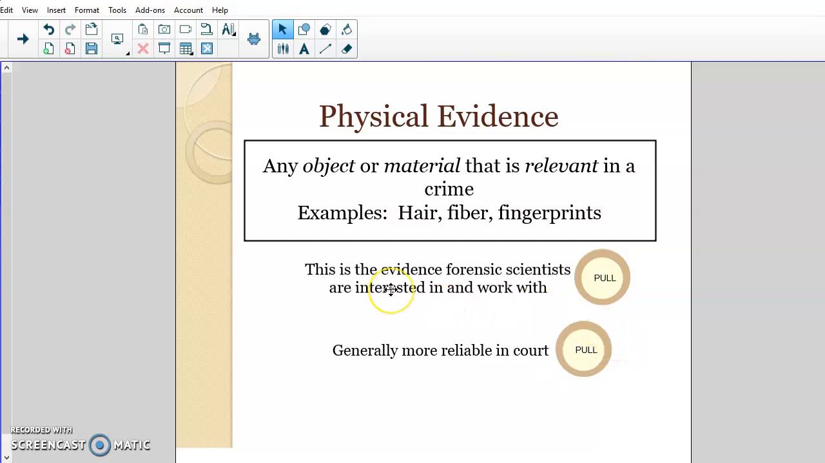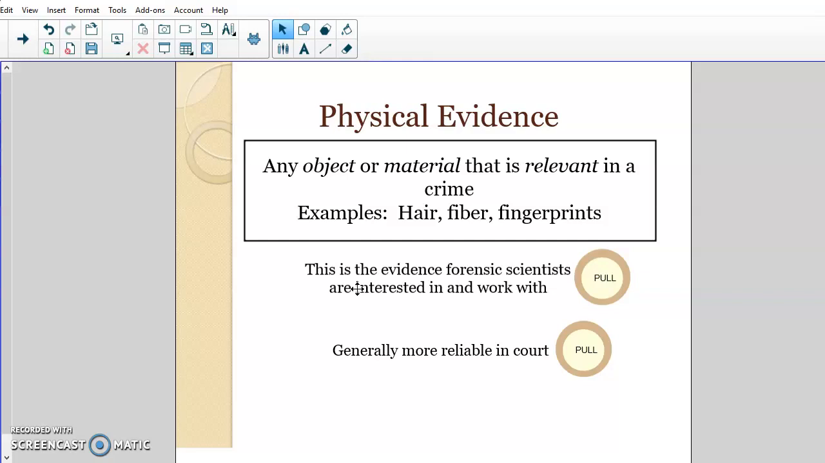Physical evidence is generally much more reliable in court, and by reliable, what we mean is once you have physical evidence, it tends not to be wrong as often as testimonial evidence is. There are fewer wrongful convictions when physical evidence is there and it's matching and it's appropriate. So that's what we mean by generally more reliable.